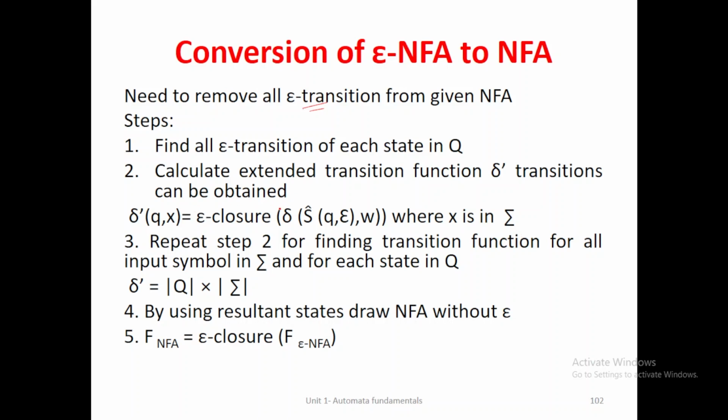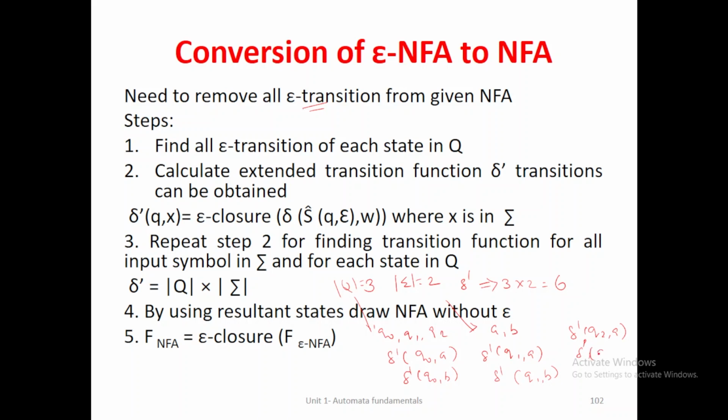So we should repeat these steps for finding the transition function for all the input symbols and all the states. For example, if the epsilon NFA contains 3 states, so set of states are 3 and set of symbols are 2, how many transition functions should be calculated? Means 3 into 2, 6 transition functions we should calculate. For example, if I am taking Q as Q0, Q1, Q2 and sigma may be A, B, means we should calculate tilde dash of Q0A, tilde dash of Q0B, tilde dash of Q1A, tilde dash of Q1B, then tilde dash of Q2A, tilde dash of Q2B. So you should calculate these 6 functions. That is the meaning of this one.